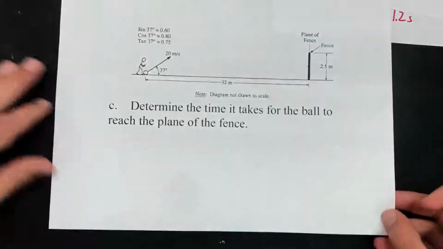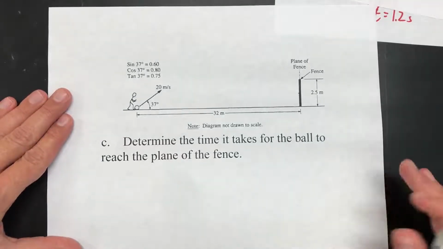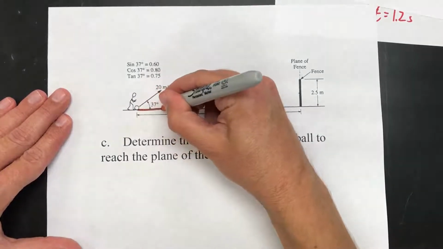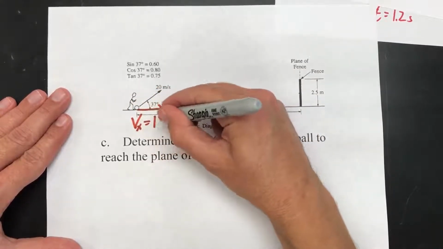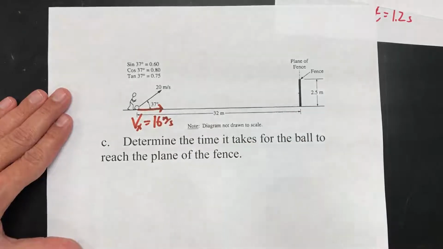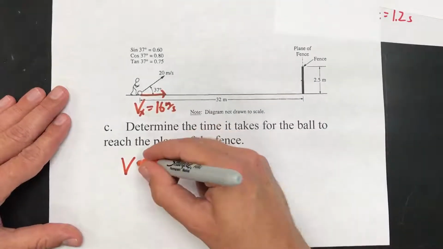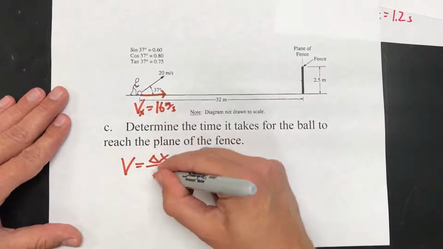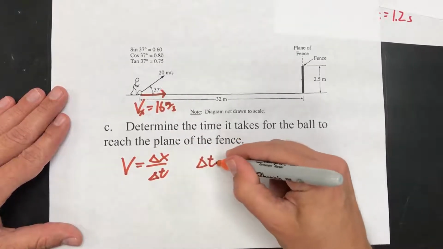This next one says, determine the time it takes for the ball to reach the plane of the fence. So this is another horizontal question. We know again that horizontally we are going 16 meters per second. We are simply going to use our equation for the definition of velocity. And so that's it. Let's rearrange it to solve for time.